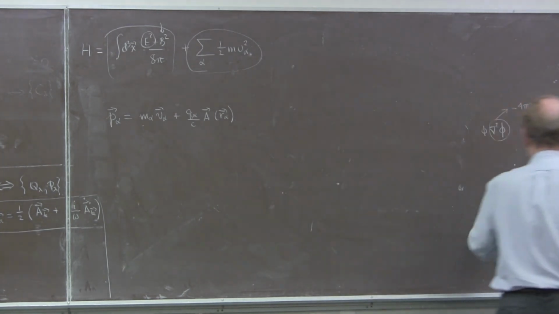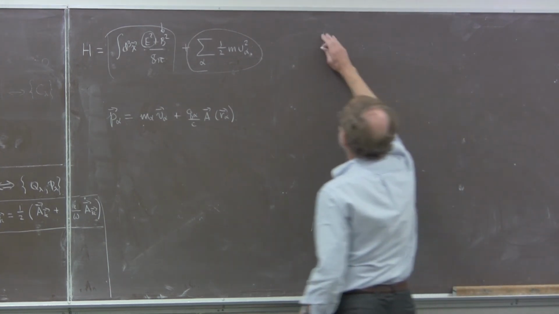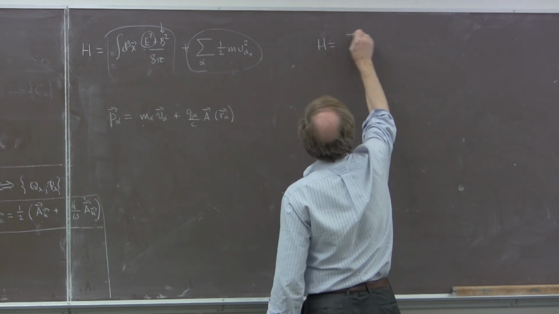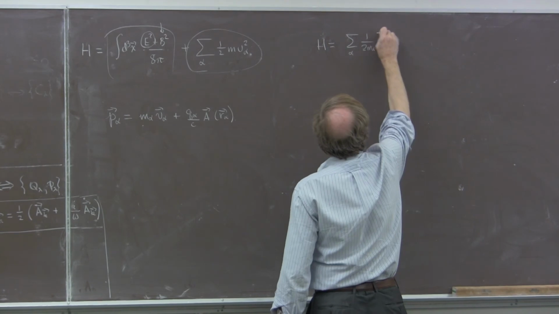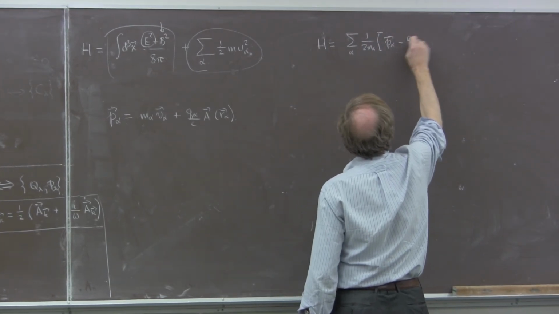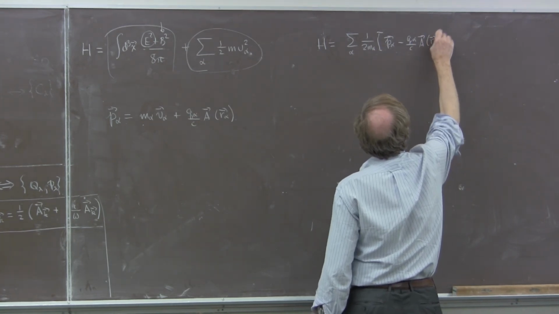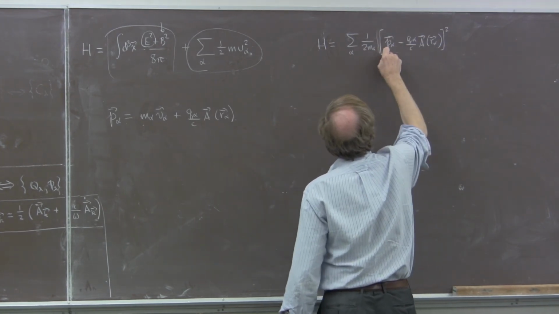We get a Hamiltonian for the interacting system of the matter plus the field, and it looks like this. It's the sum over particles alpha of 1 over 2m alpha times the momentum P alpha minus Q alpha over c times the vector potential A evaluated at particle position R alpha, quantity squared.